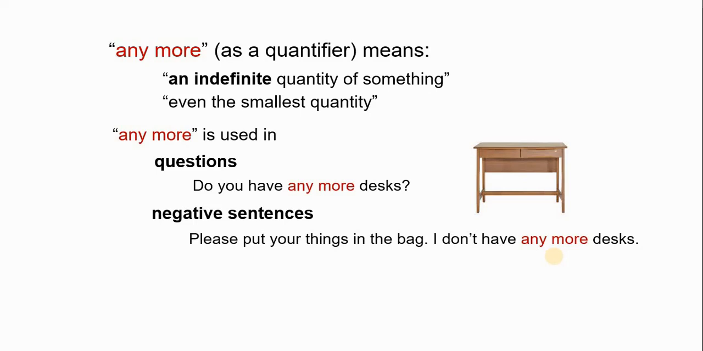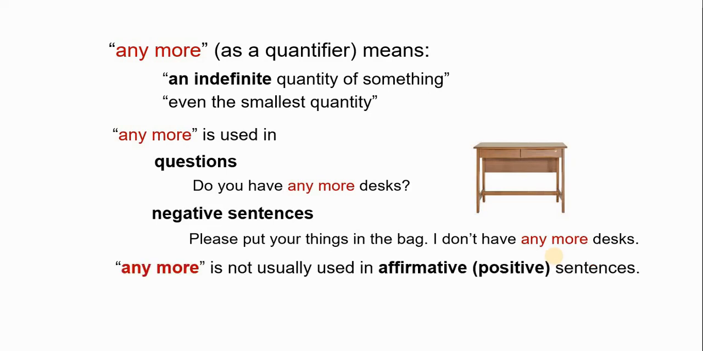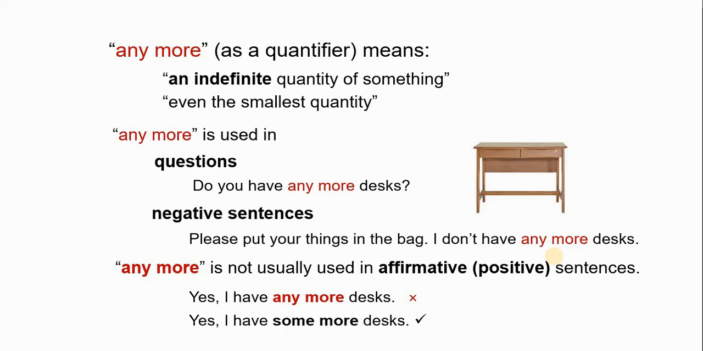We only use it in questions and negative sentences. Anymore is not usually used in affirmative or positive sentences. So that's very important. We use it for questions, negative sentences, but not in affirmative sentences. Example, this is wrong. Yes, I have any more desks. This is a big mistake. No. For affirmative sentences, we use some.